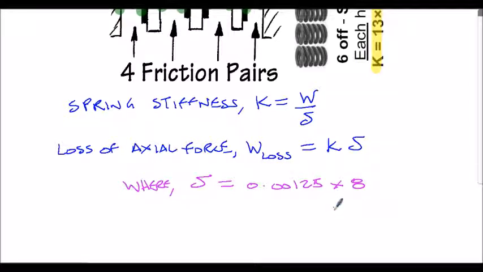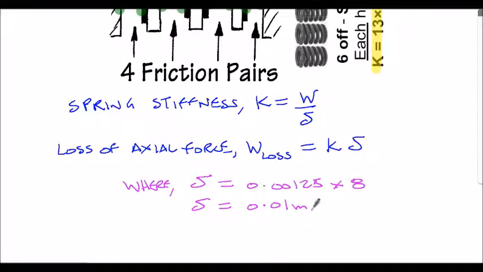So we multiply that by 8, and that will be the total distance we lose. We're assuming that every friction surface is wearing by the amount given in the question, which is 1.25 millimeters or 0.00125 meters. So our actual movement here, doing the calculations on that, I get a value of 0.01 meters. So that's the loss, a loss of geometry, if you like.